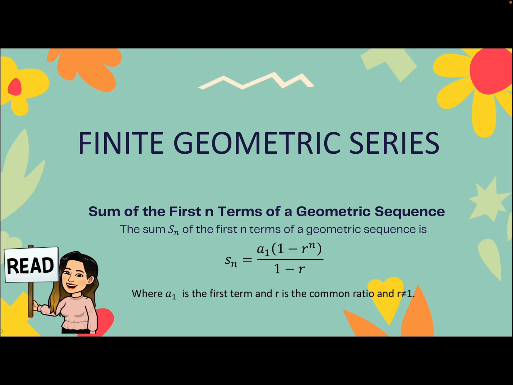The sum of the first n terms of a geometric sequence is S sub n equal to a sub 1 times the quantity 1 minus r raised to n over 1 minus r, where a sub 1 is the first term and r is the common ratio, and r is not equal to 1. Okay? So, finite geometric series is the indicated sum of a geometric sequence.